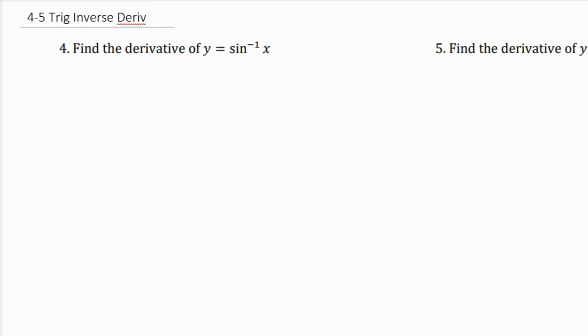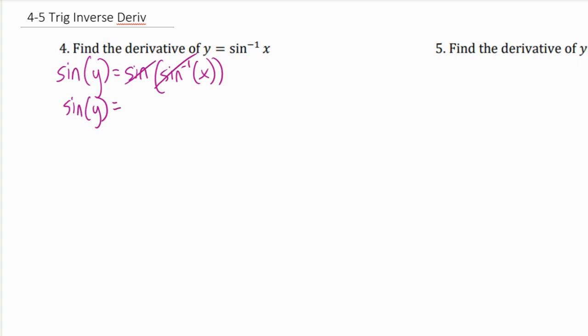The first thing we're going to do is rewrite this without an inverse, because I don't know how to take the derivative of an inverse yet, but I do know how to take the derivative of just sine. So let's undo our inverse by taking the sine of both sides. All right, now when I do that, that cancels, and I just get sine of y is equal to x. Okay, now this I can take the derivative of using implicit differentiation.